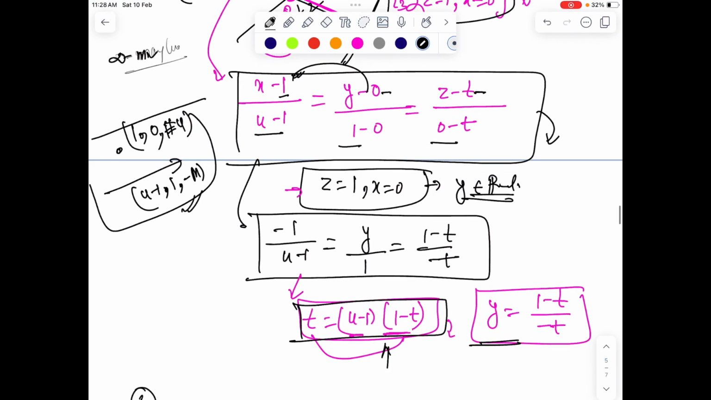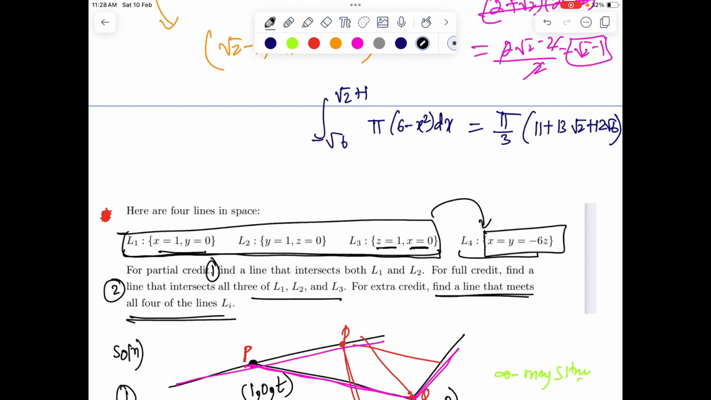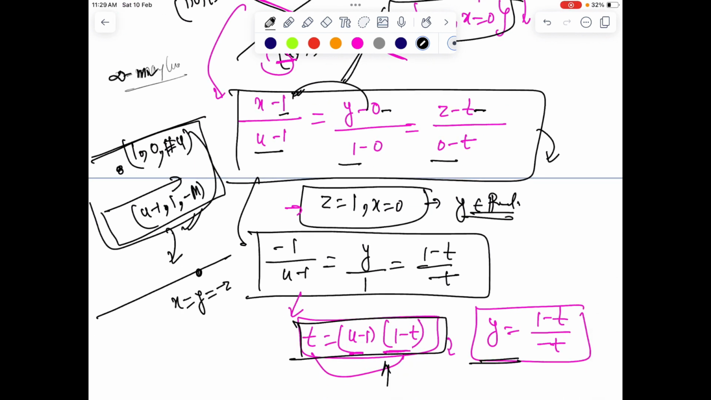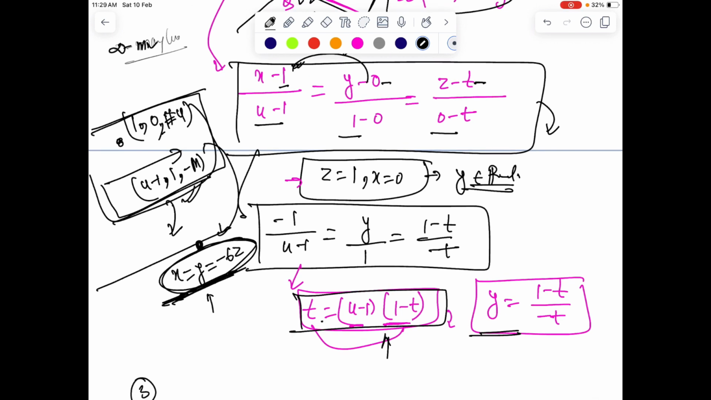For the third condition, we have a line that meets all the 4 lines, and that's again an interesting case, because for the first 3 lines, we already know a random line with parameter u. Now this line must pass through the other line L4, which is x equals y equals minus 6z. So this line must satisfy x equals y equals minus 6z. So once you do this, you take the x, y, and z coordinates of this general parametric form and satisfy the third equation. So now a random point on a variable line which is passing through all 3 must satisfy the another constraint, x equals y equals minus 6z.